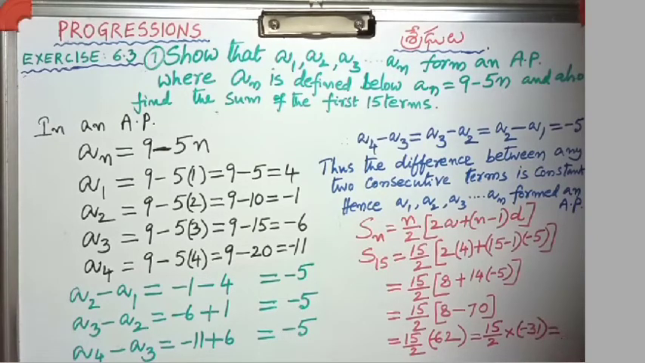That equal to, so simplify, 2 into 62... 31 times goes. So 15 into minus 31, multiply these two, you will get 465. So this is the required sum of the first 15 terms, minus 465. Okay, thank you.